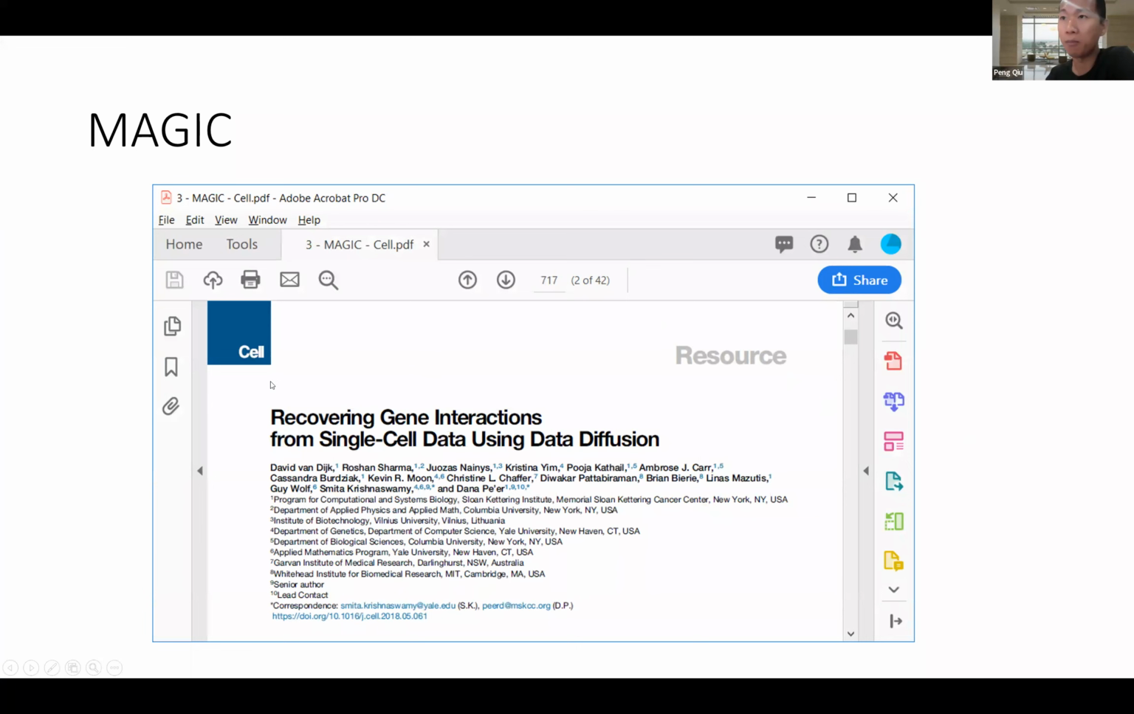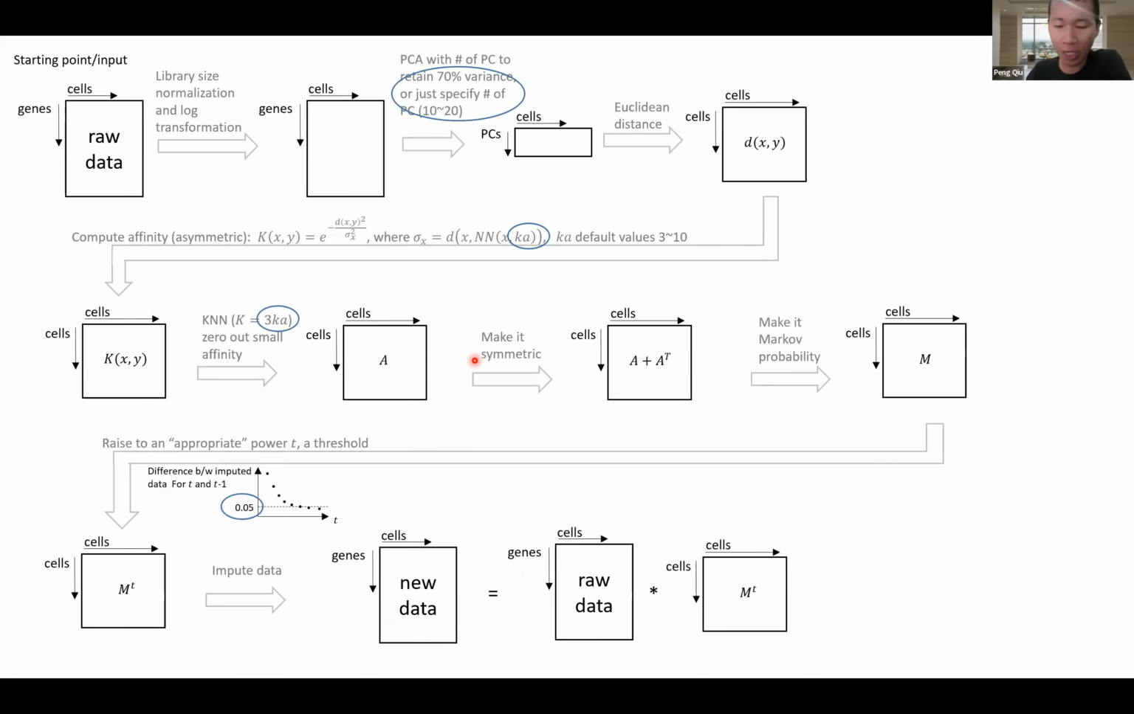All right, so MAGIC is an algorithm developed by a group based in Columbia, and it was published in Cell, so it's a very high impact journal. The analysis pipeline is listed here. The starting point is, again, this gene cell count matrix, followed by library size normalization and log transformation. Then after getting this normalized and transformed version of the data, the authors decided to perform PCA and only retain 70% of the variance.